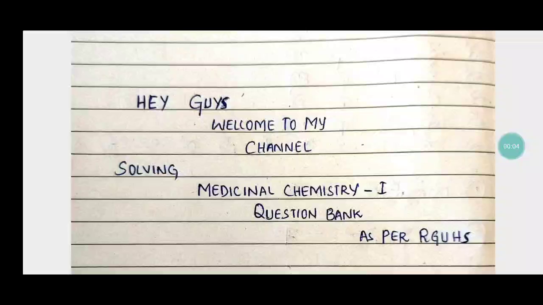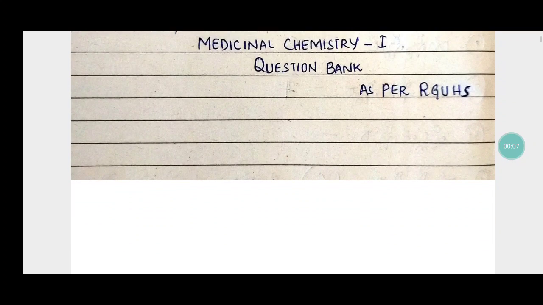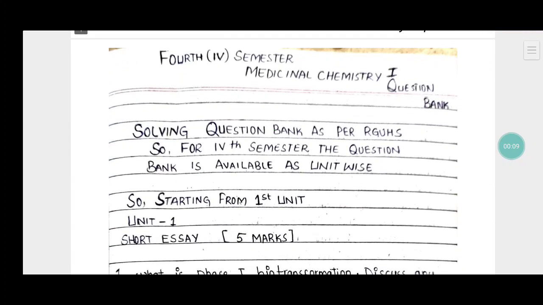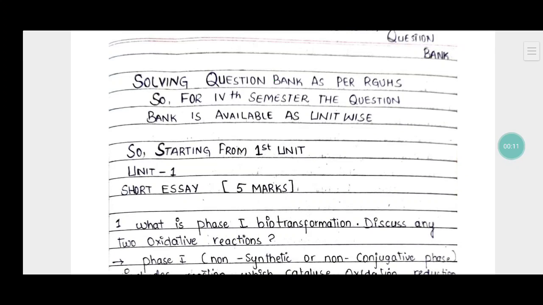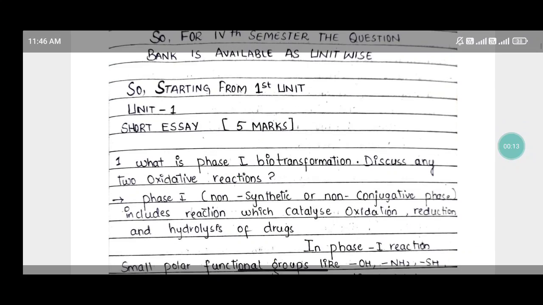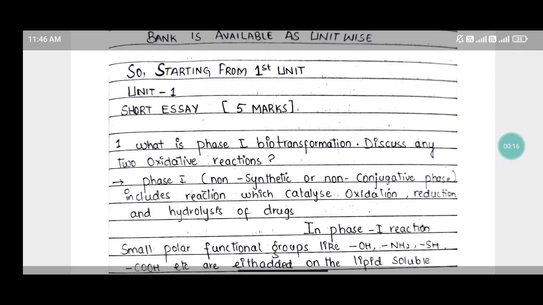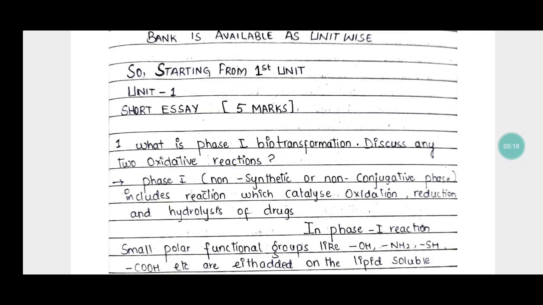Today I am going to solve the medicinal chemistry question bank as per RJHS. For 4th semester, the question bank is available unit wise. Starting from the first unit, 5 marks. The first question is, what is phase 1 biotransformation? Discuss any two oxidative reactions.